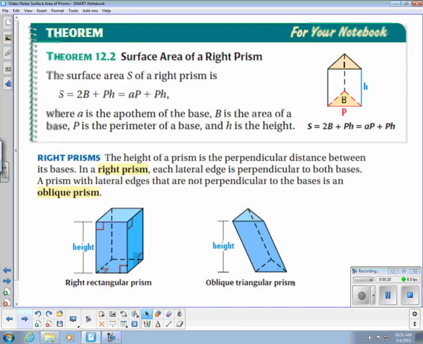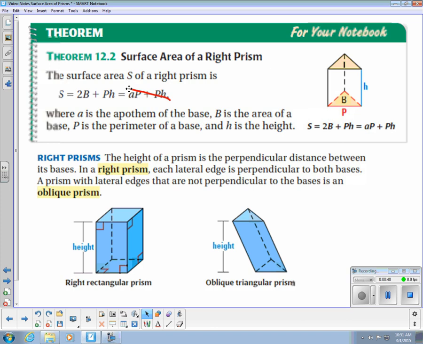So here's our first theorem for today, theorem 12.2, which is the surface area of a right prism. Surface area of a right prism is S = 2B + Ph. There is an alternate here, which is the apothem times the perimeter plus Ph. We don't tend to use this one much. I don't even want you to worry about memorizing that one. Just stick with the one here, 2B + Ph.